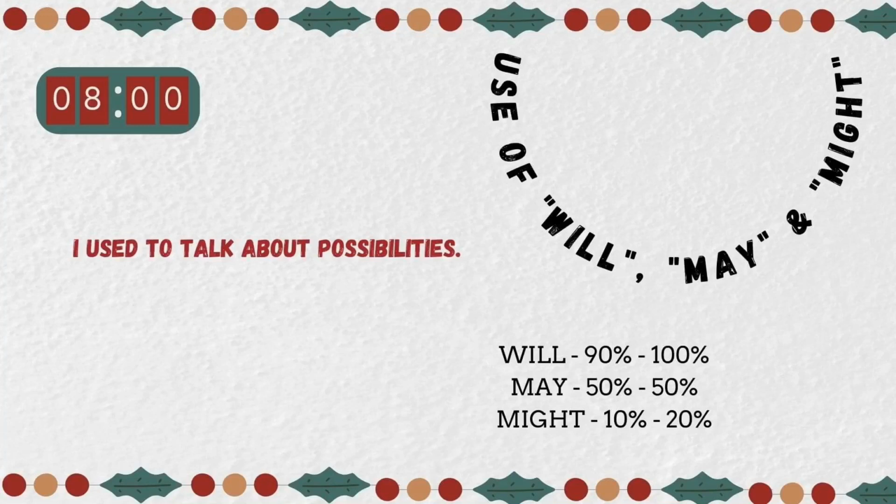Let's talk about the use of will, may, and might. I use them to talk about possibilities. It's important to mention the words certain and sure. Will has a 90 to 100% chance of happening. May has the chance of happening or not happening, with 50 and 50%. And might has a 10 to 20% chance of happening.